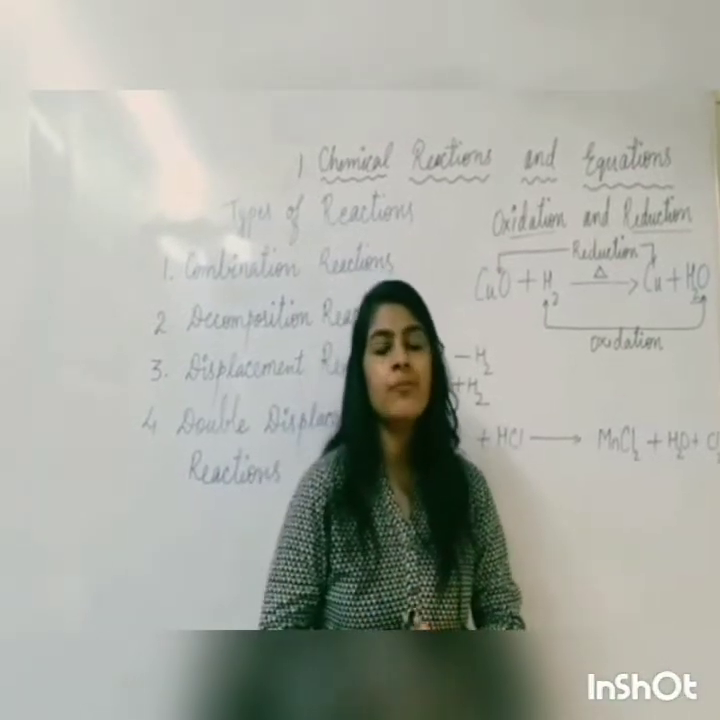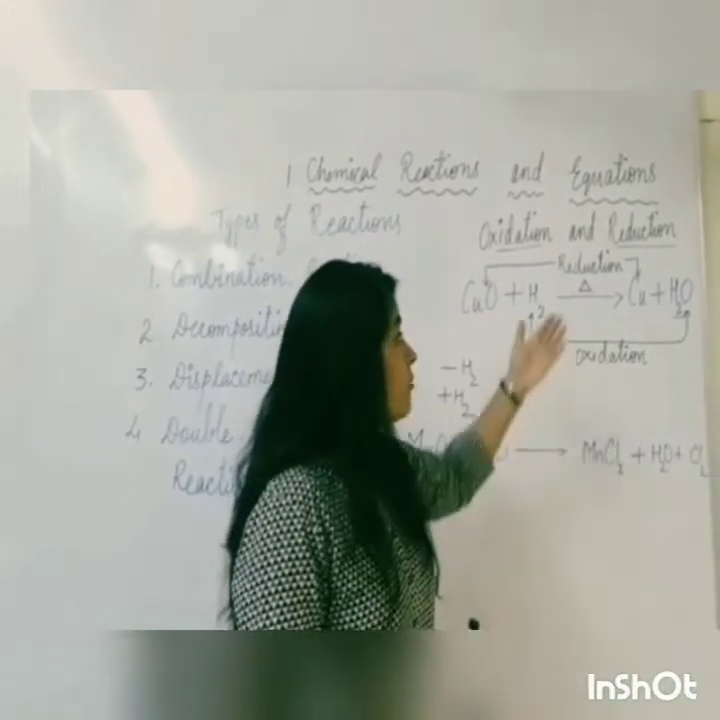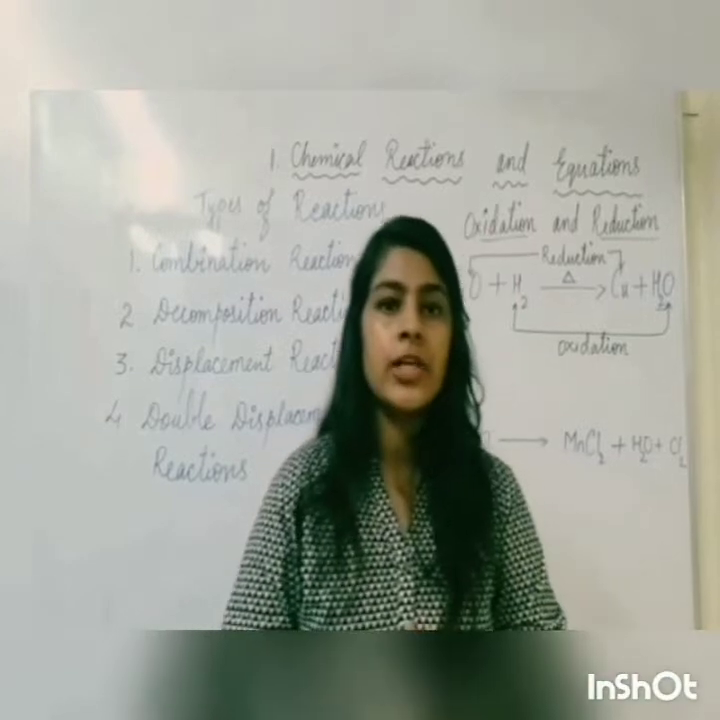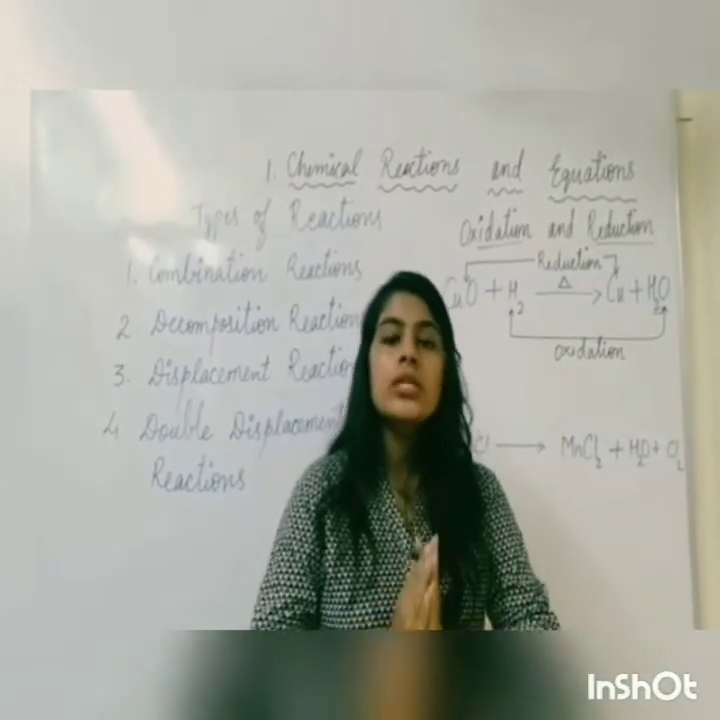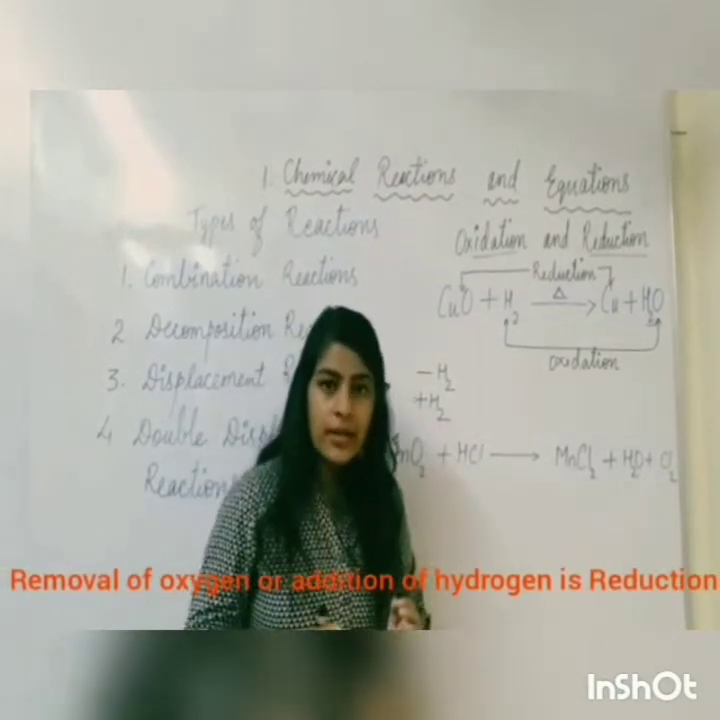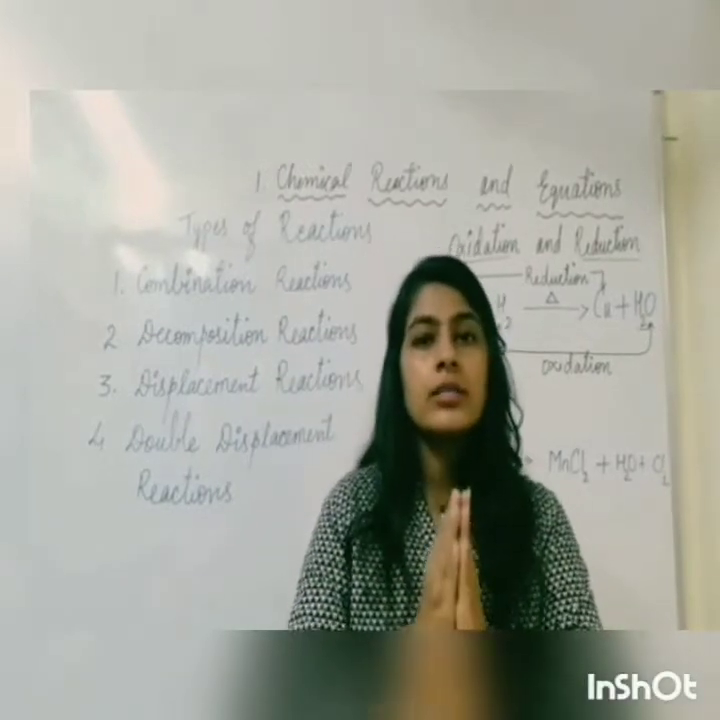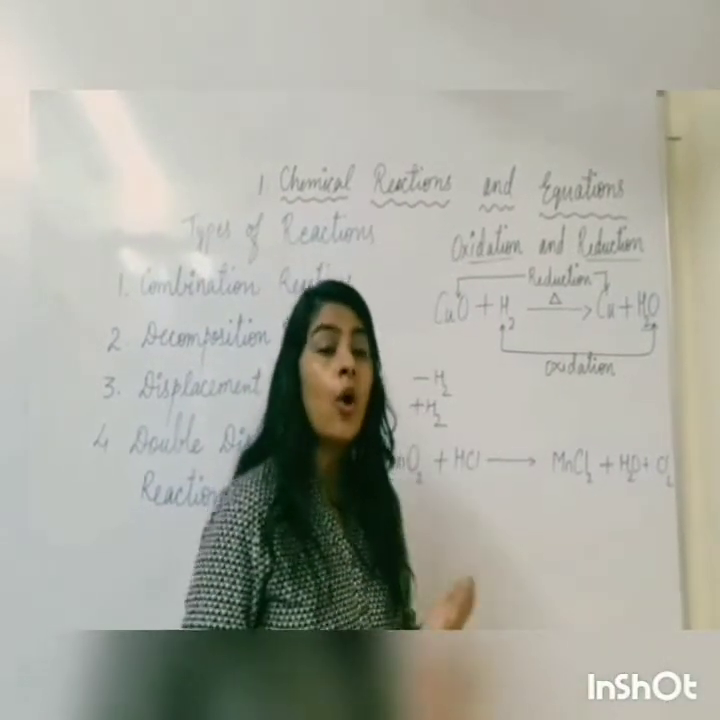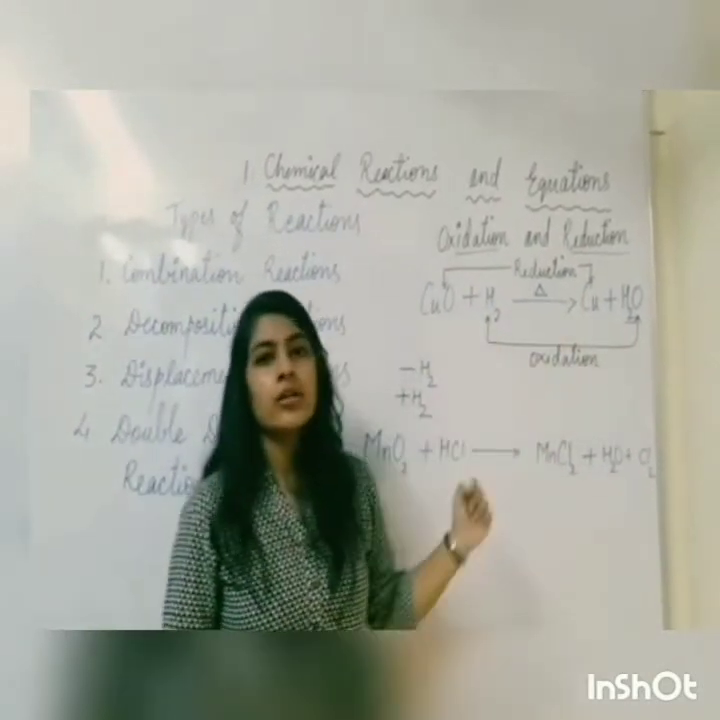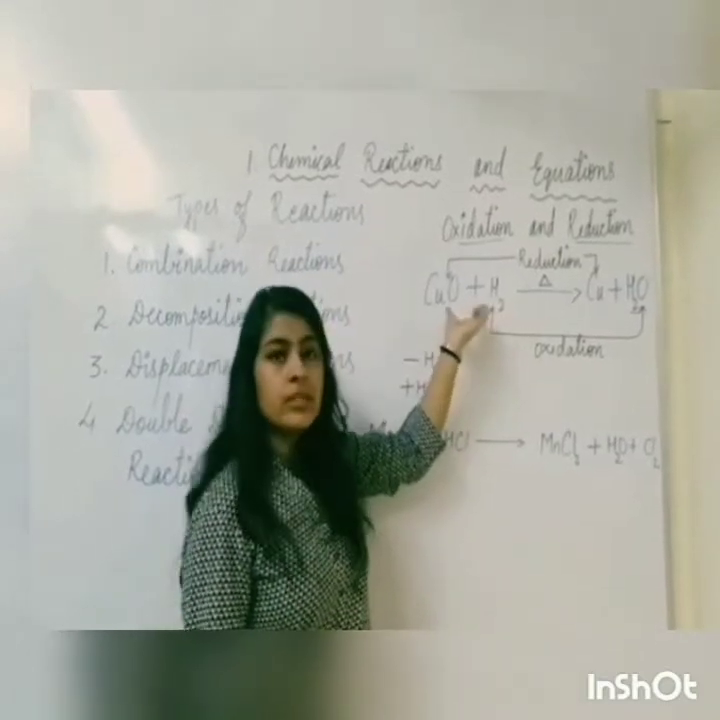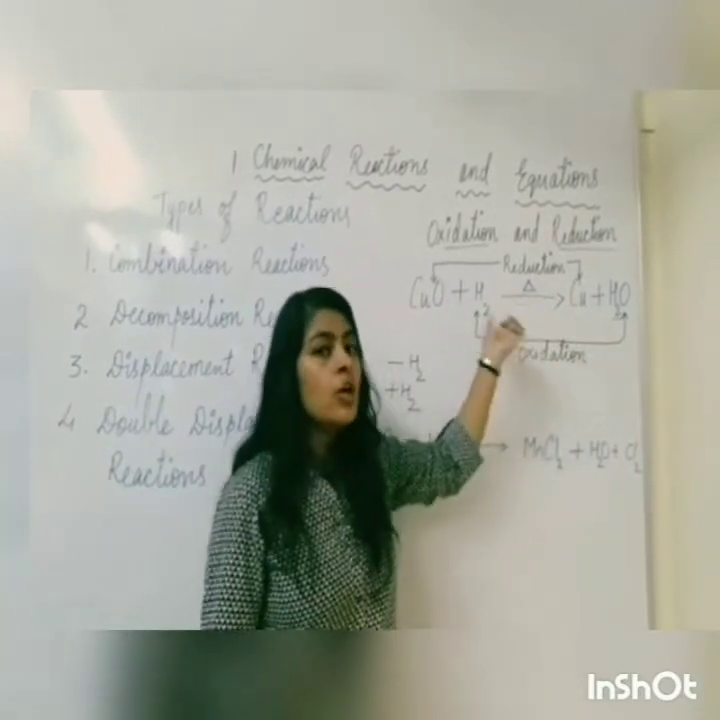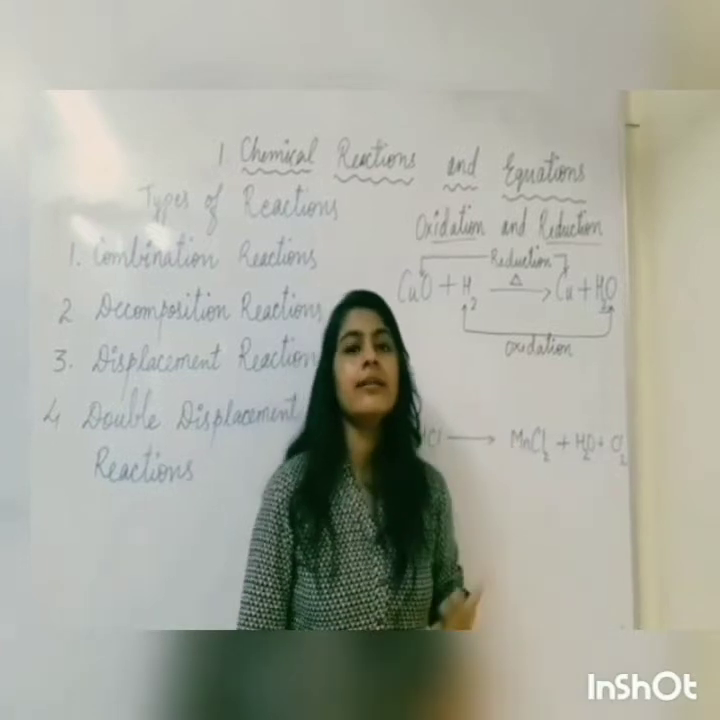Let's see another type, that is reduction reaction. What is a reduction reaction first of all? It is just the opposite of an oxidation reaction. If a substance loses oxygen or if it gains hydrogen, we can call this type of reaction a reduction reaction. From this example, you can see copper oxide loses oxygen. We can say that copper oxide is undergoing a reduction reaction.